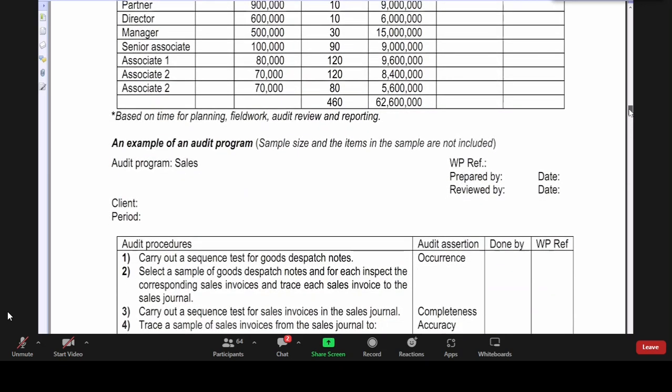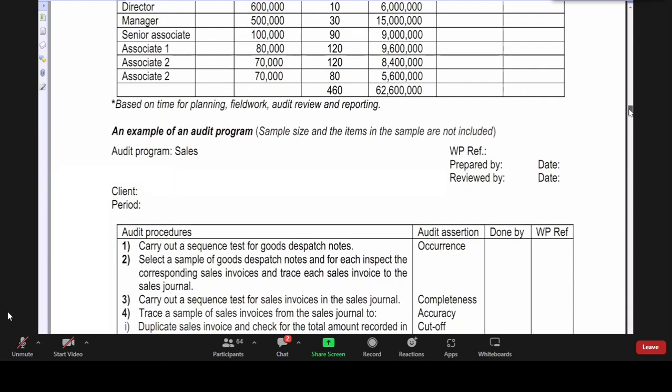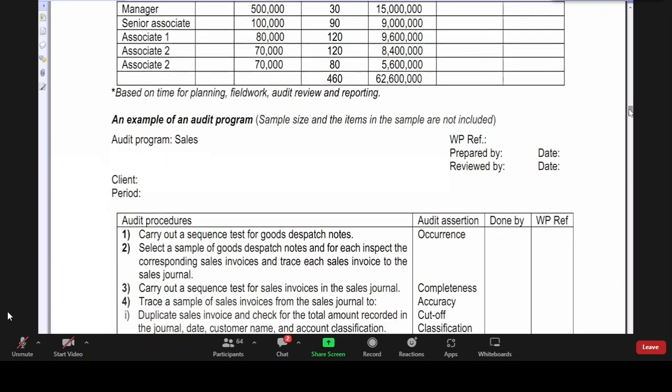So now I'll take you to a program. An audit program basically shows the procedures, that is the work you're going to do, and what assertion you are trying to confirm. An assertion is like what management is saying is happening. Then who does it, then the working paper reference, okay? So the audit program is for sales, with a working paper reference, prepared by the audit senior, reviewed by the audit manager, with the date, and the client, let's say ABC Limited, for this period. So now these are the audit procedures.